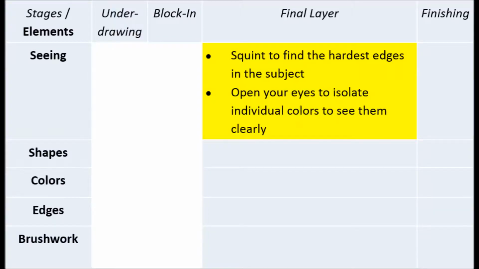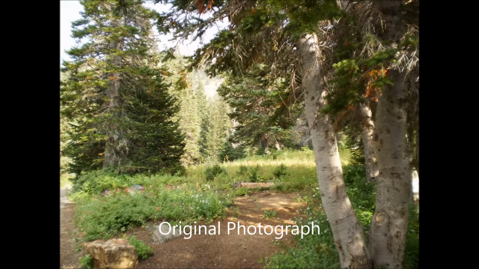In this stage, we find ourselves squinting yet again, but as before, we're squinting to see different things. This time, we're squinting to try to isolate the hardest edges that we can find in the subject. To illustrate what you should be seeing when you squint, I'm taking you back to the original photograph. I'd like you to try to squint here at the video and to isolate what you think would be the hardest edges in the image.